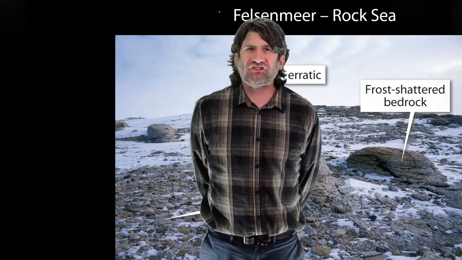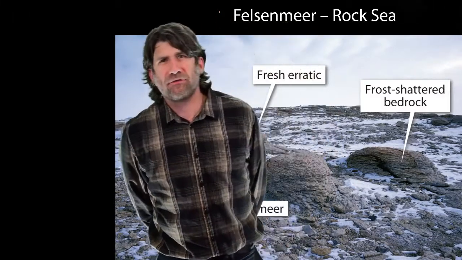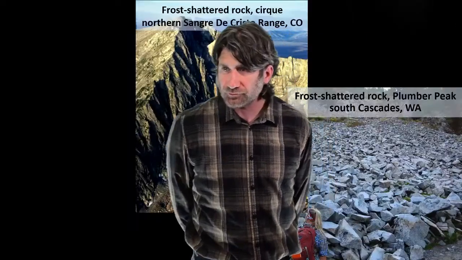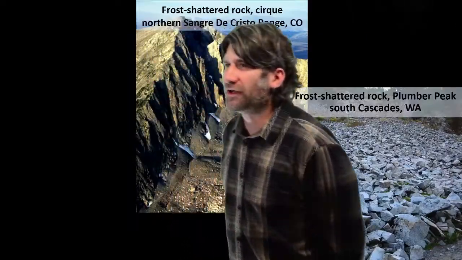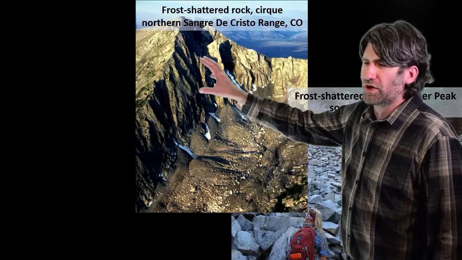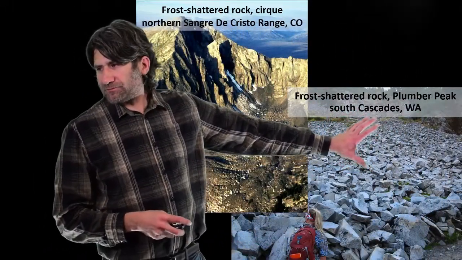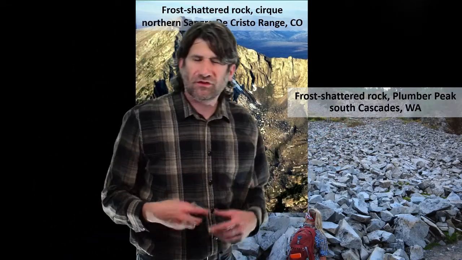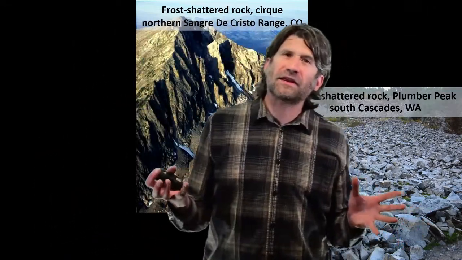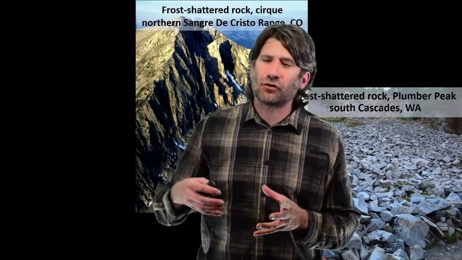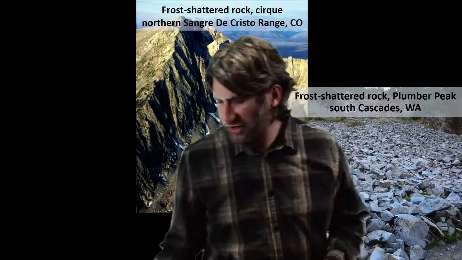of Mount Washington, the highest point in the White Mountains of New Hampshire. We can go out west and look in the Sangre de Cristo Range and the Rocky Mountains, or over here we've got the South Cascades in Washington, and we see those perfect alpine conditions where we get warm and cold temperatures, and we can do lots of frost shattering.